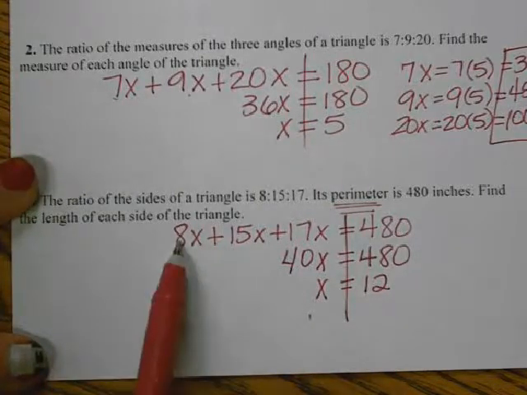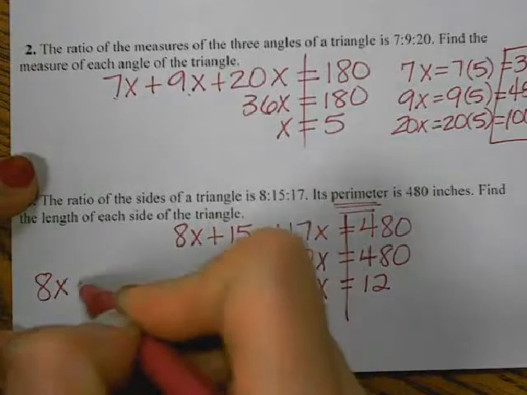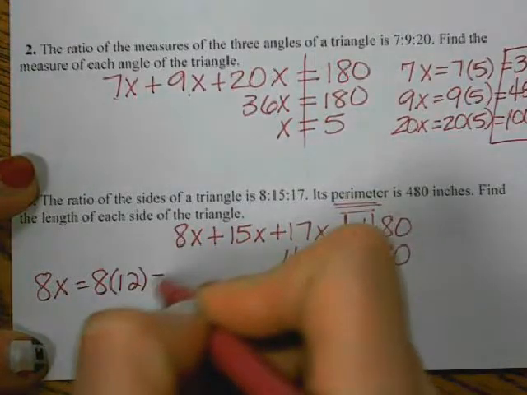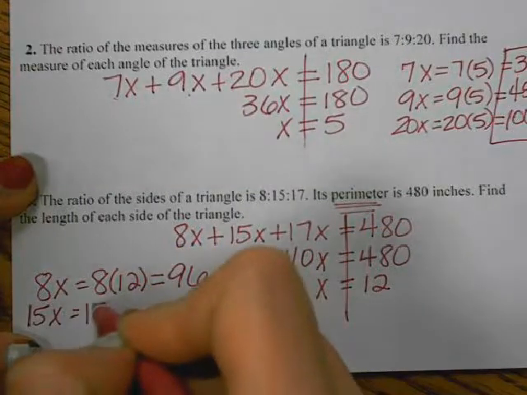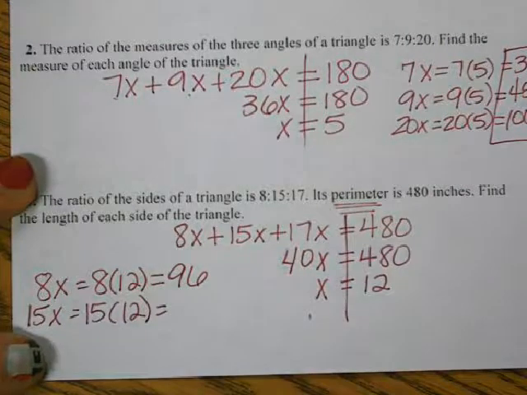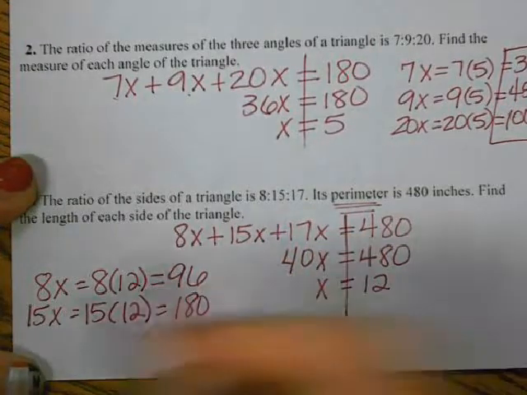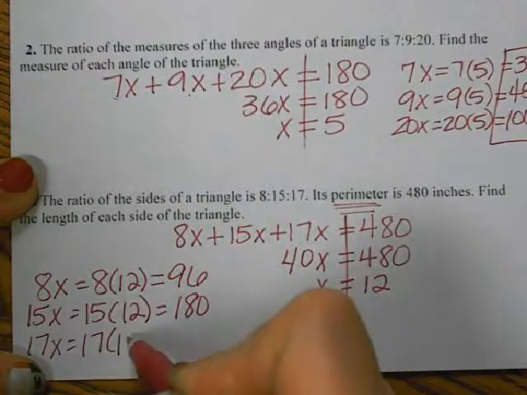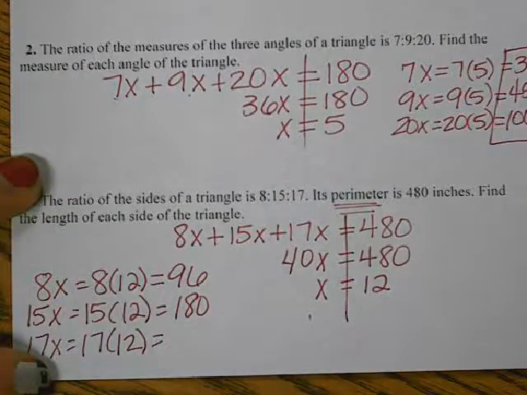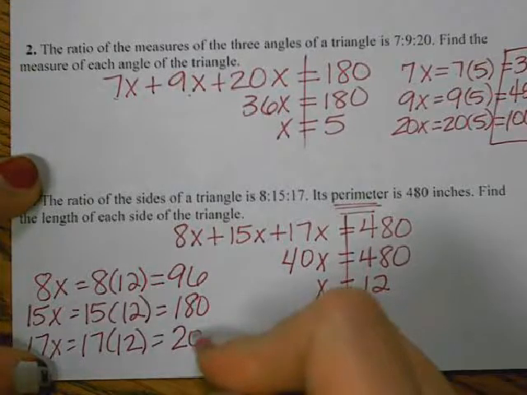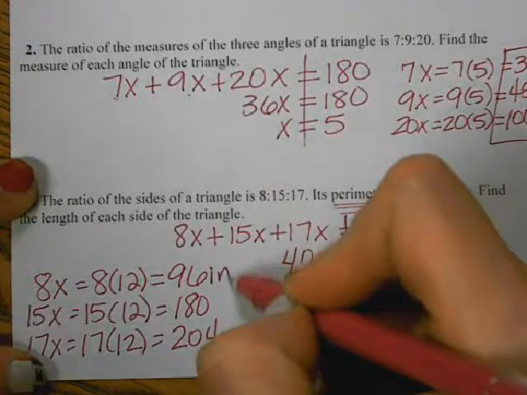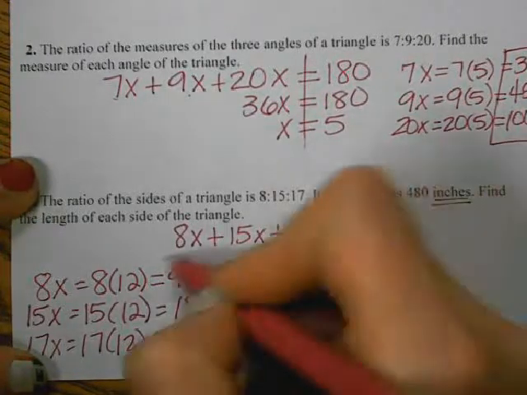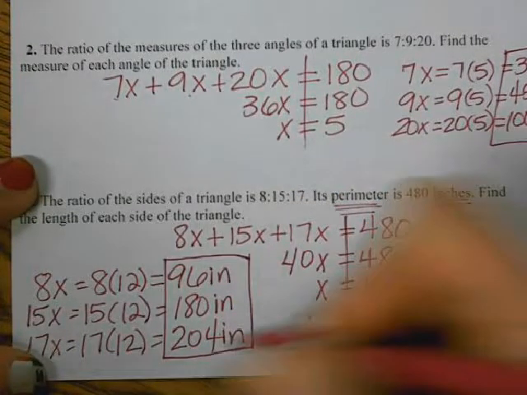Okay, so we're going to start off, the first one is 8x, which is 8 times 12. 8 times 12 is 96. The second one is 15x, so that's 15 times 12. 15 times 12 is 180. And the last one is 17x, so that's 17 times 12. 17 times 12 is 204. So the length of each side, and it says inches, so we can put inches over here. 96 inches, 180 inches, and 204 inches. Okay.